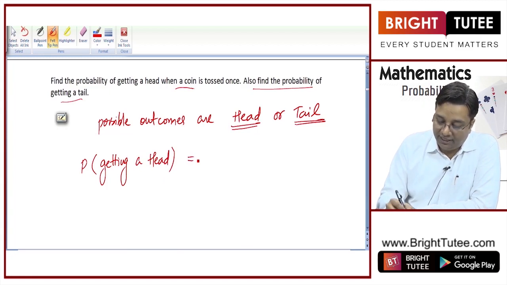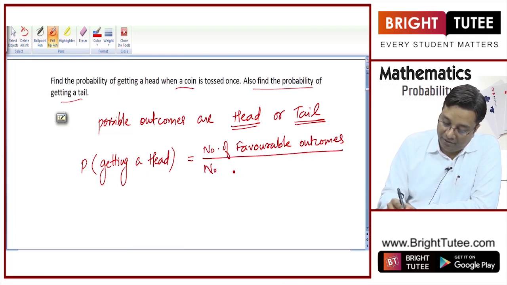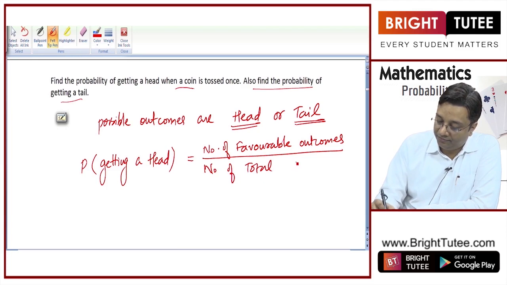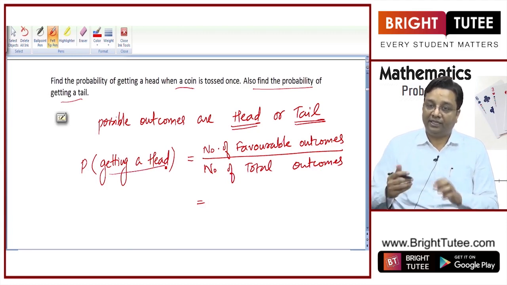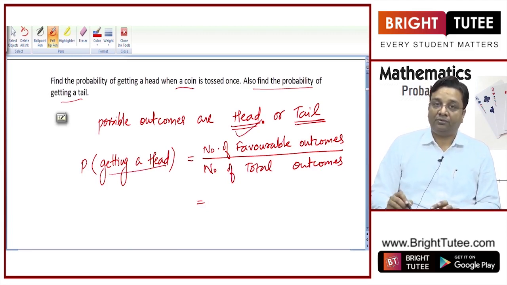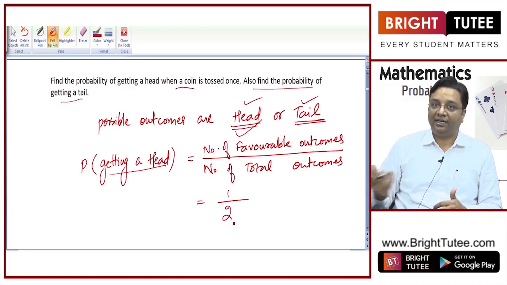And probability of getting a head is equal to number of favorable outcomes divided by number of total outcomes. What is the favorable outcome in this case when we are calculating the probability of getting a head? This is the favorable outcome. What is the number of favorable outcomes? 1, right? What is the number of total outcomes? 2. So, this is the probability of getting a head.